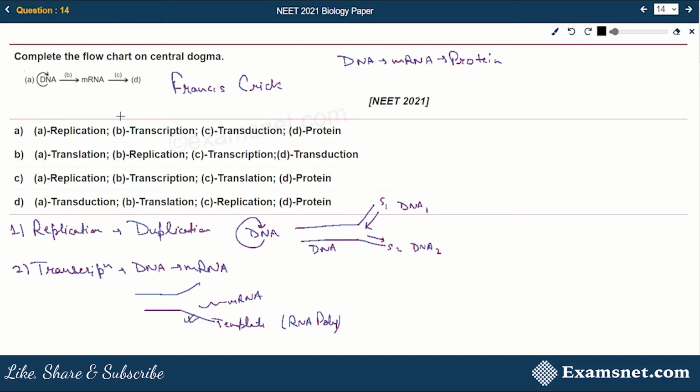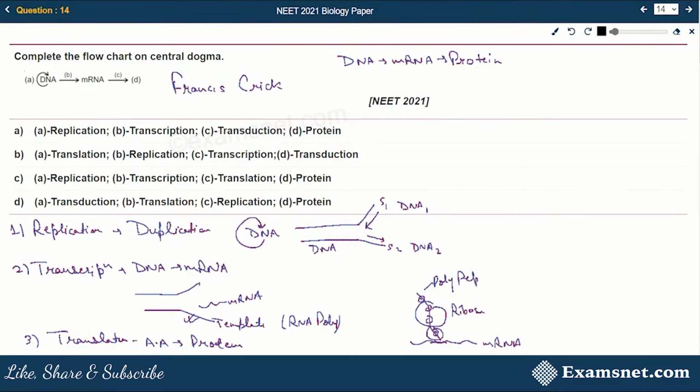Okay. Now the last part is translation. So what happens in translation? During this phase, amino acids are polymerized to give protein. And how does this happen? See, if this is an mRNA, then a ribosome binds at a specific location in the mRNA, and then they start adding amino acids one by one to give a polypeptide chain or protein.